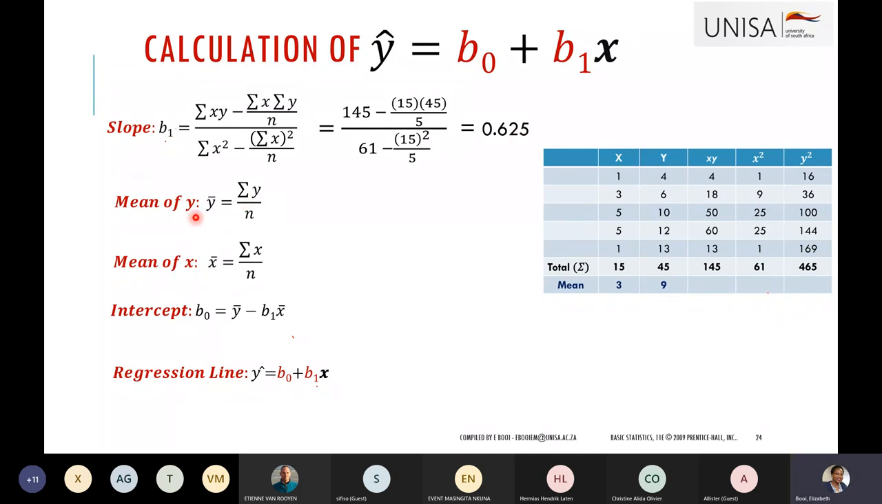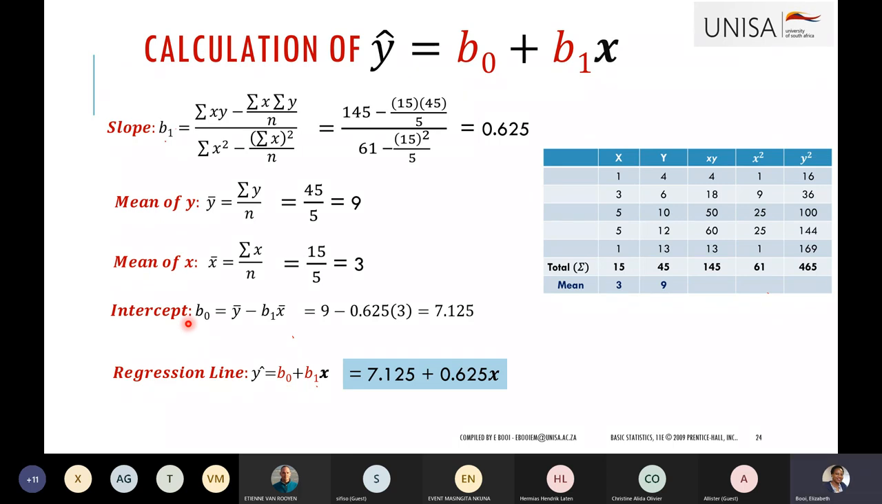Calculating the mean of Y is just the sum of Y divided by N, which gives us 9. Same for the mean of X, the sum of X, which is 15, divided by 5, gives 3. Now we have our slope, the mean of Y, and the mean of X, so we can substitute into the formula. The mean of Y is 9 minus 0.625 times 3, and the answer we get is 7.125. So B0 is 7.125 and B1 is 0.625. As you can see, we have the same regression line.